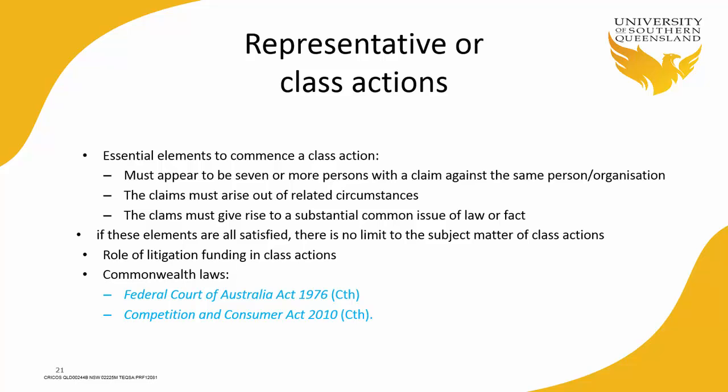Now, in order for you to bring such litigation, you need to establish or satisfy 3 elements. This is on page 79 in the middle of the page. The first element is that there must appear to be 7 or more persons with a claim against the same person. Second is that the claims must arise out of related circumstances. And the third element is that the claims must give rise to a substantial common issue of law or fact.